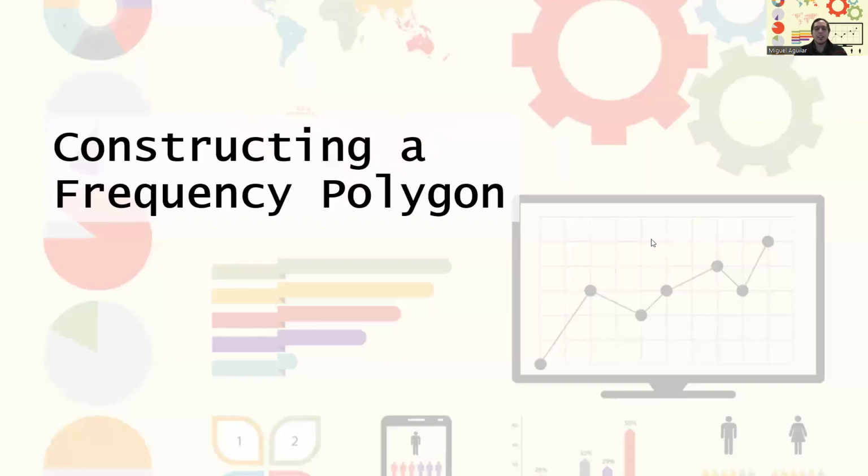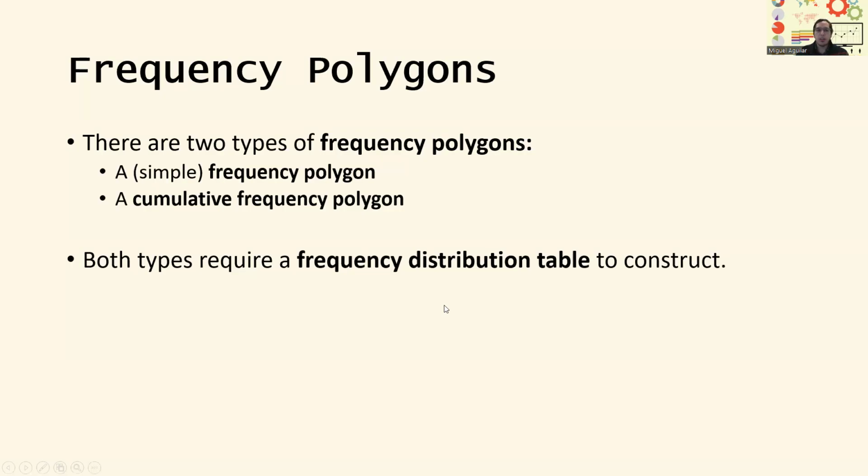Welcome back, class. Today we're going to be talking about constructing a frequency polygon. Now, whenever we're dealing with frequency polygons, you have to realize that we're dealing with two different flavors of frequency polygons. The first is the simple type, which we just call frequency polygons. The second type is called a cumulative frequency polygon, but either way it goes, we're going to need a frequency distribution to begin to construct these polygons.